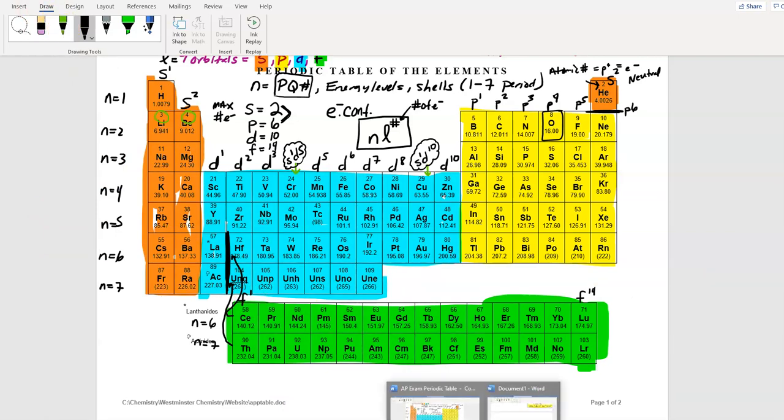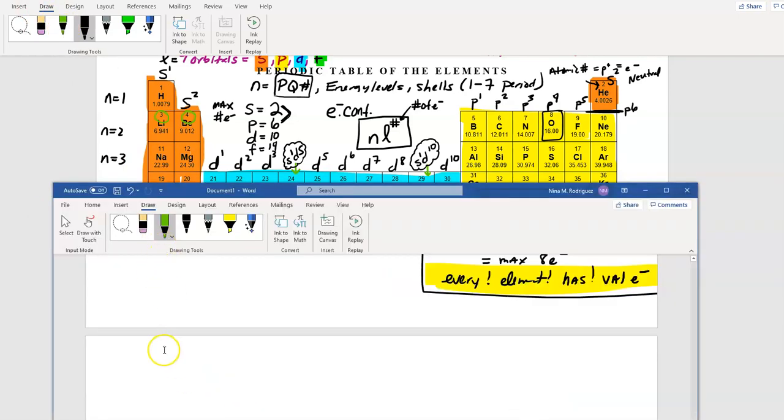Let's go, I think you're ready. Let's go, aluminum. Okay, Mr. Aluminum right there. Let's see if you can handle it. Aluminum, number 13. Now pause it, see if you can do it, okay?